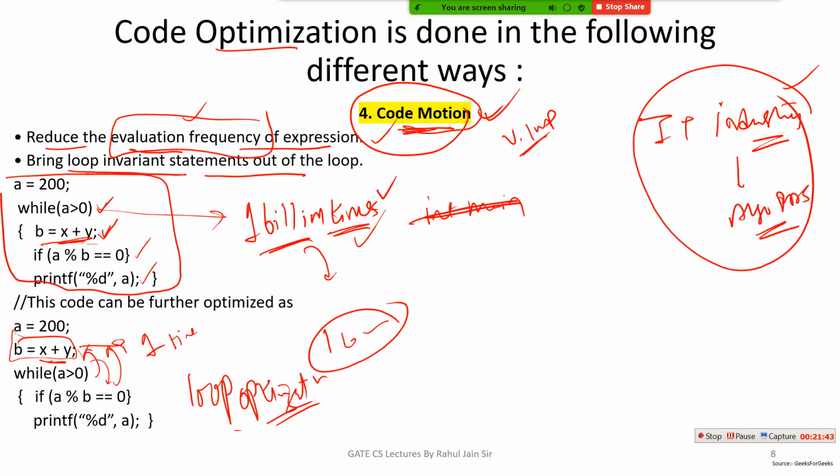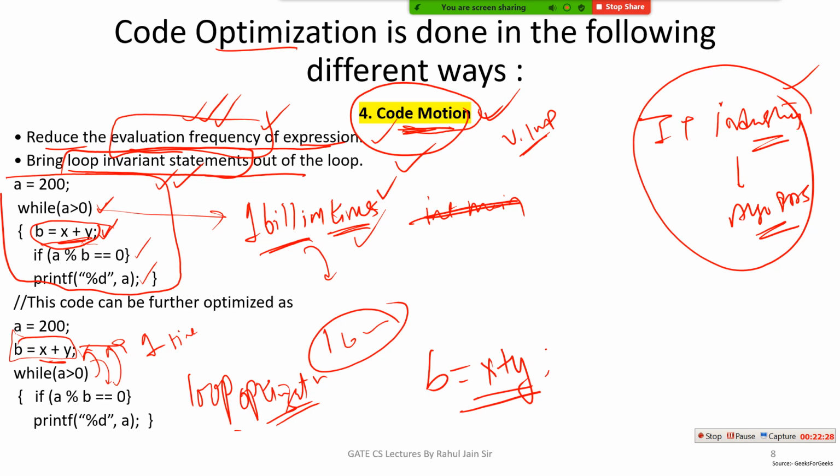So bring loop invariant statement, this b equals x plus y here, will be considered a loop invariant statement, because there isn't any need for this statement to be inside the while loop. We can also work by putting it outside, right? So the first statement reduces the evaluation frequency of expression. I hope you are clear on what exactly evaluation frequency of expression means, right? And the next one brings a loop invariant statement out of the loop. This is the code motion.